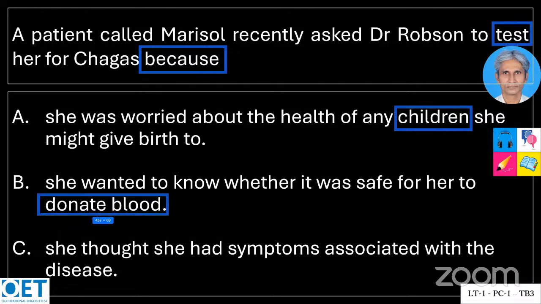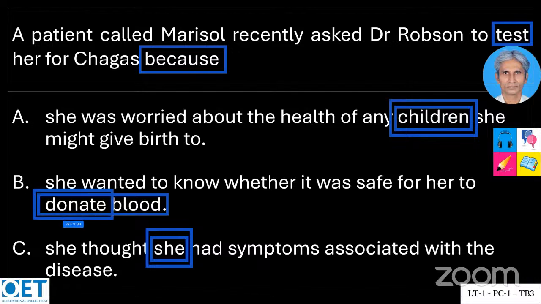Okay, this is others. She thought she had symptoms. She had symptoms associated with the disease. She thought, she means herself. So is she bothered about herself? Or is she bothered about her children? Or is she bothered about the others? Because she's giving donation of blood. There is the clue. She's asking her to test. Why?